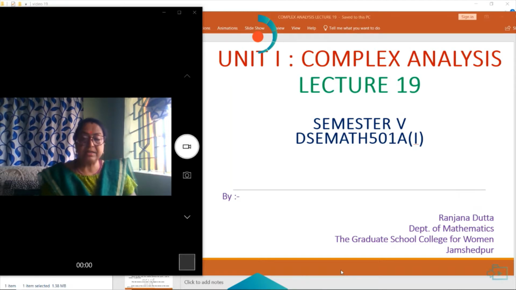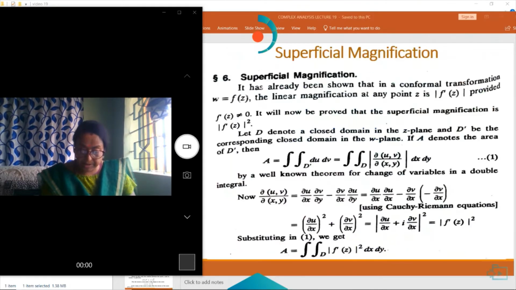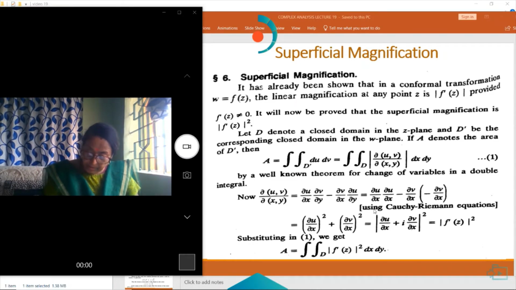Today we will study superficial magnification. Magnification means bada hona, that is, enlarge. Suppose W is equal to f(z) is a conformal transformation from the Z plane to the W plane. The linear magnification at any point z is |f'(z)|, provided that f'(z) is not equal to 0. We have to prove this.